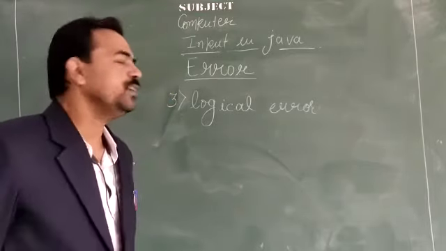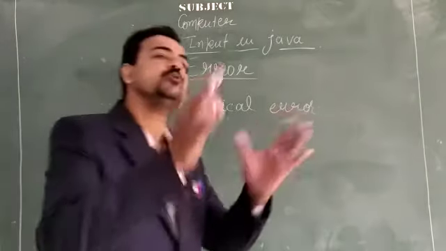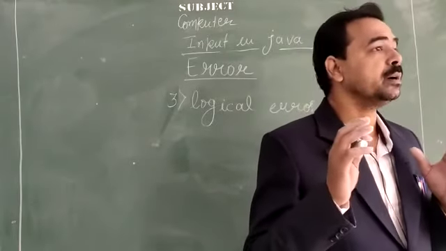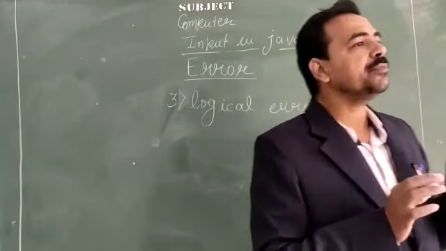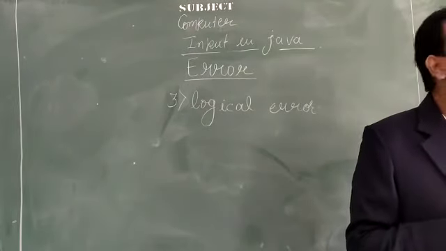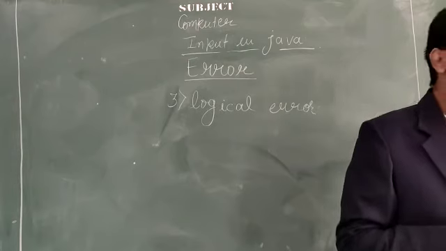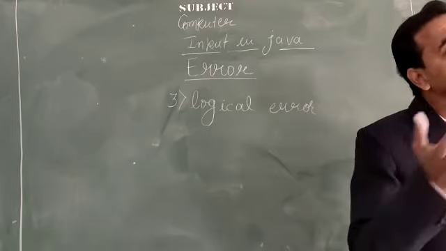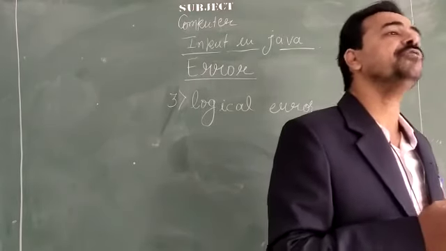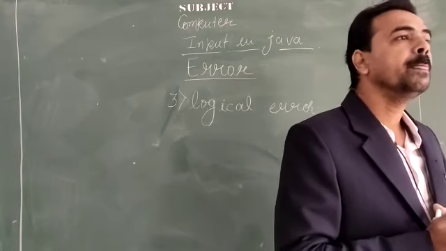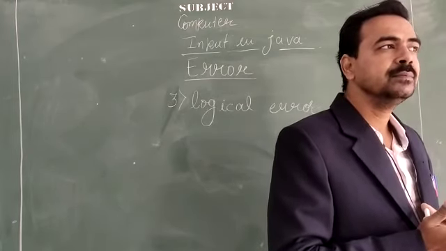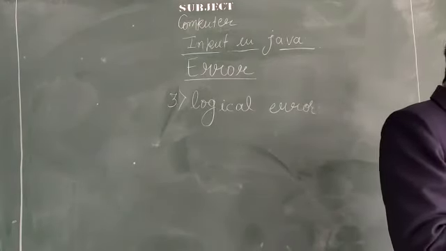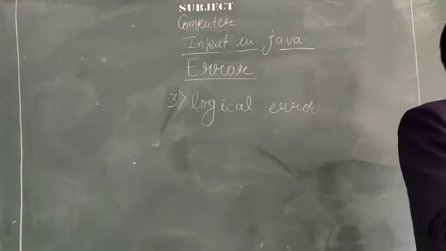For example, we have made a program to add two numbers. We have given one number 10 and another number 5. What will be the result? 15. Very nice. But our program is producing the result as 50. So this type of error is known as logical error, because we have made a mistake in logic.